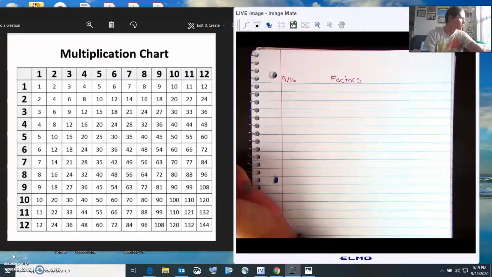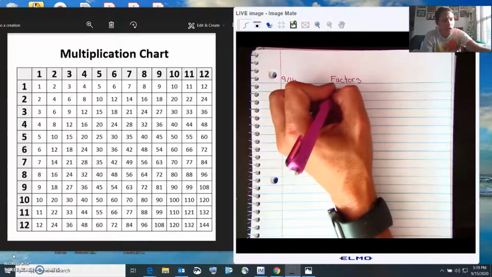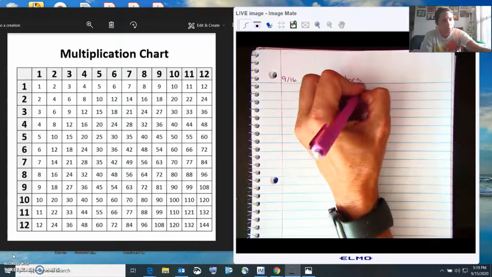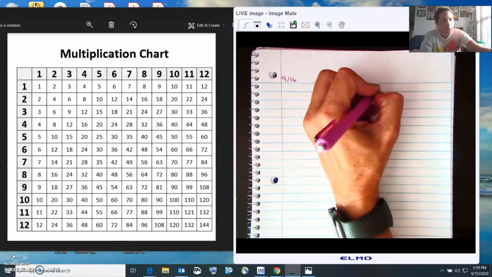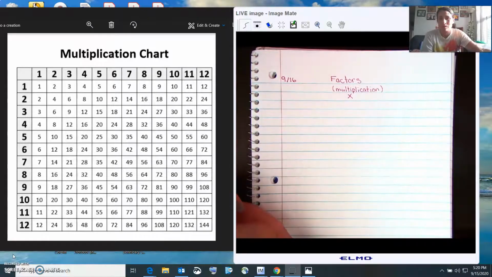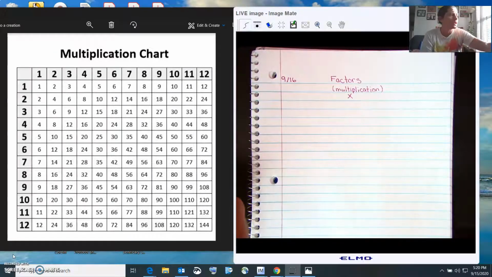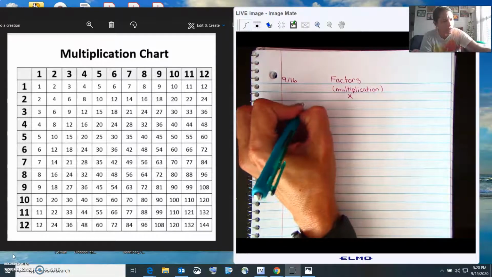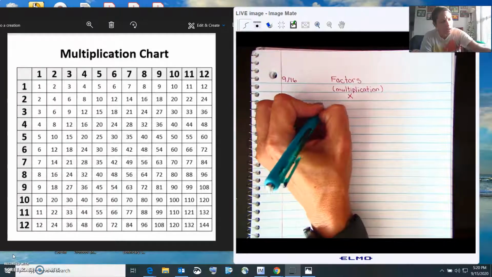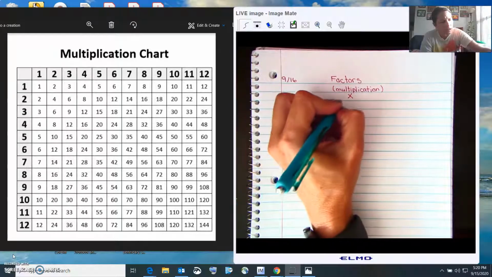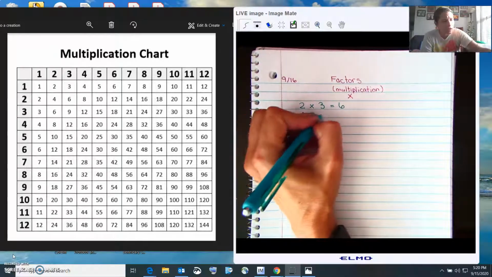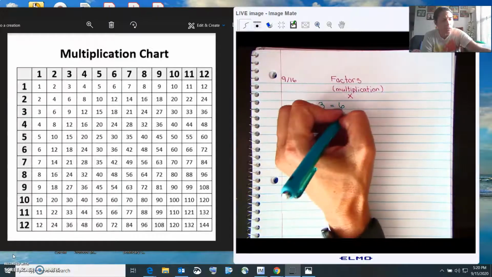Okay, so with the factors, we are thinking multiplication. So when you think factors, you think multiplication. And you can also just put the times. You have learned multiplication. So for example, 2 times 3 equals 6. So the factors are the two numbers that you multiply to get the product.